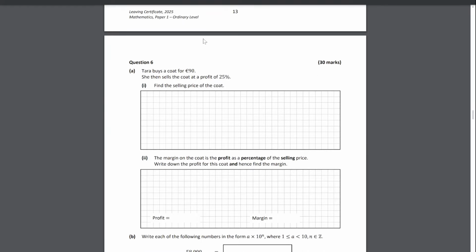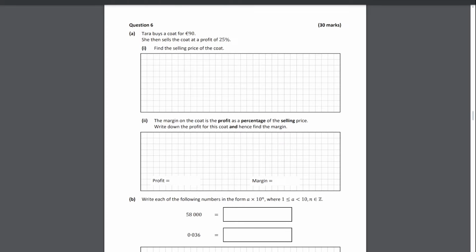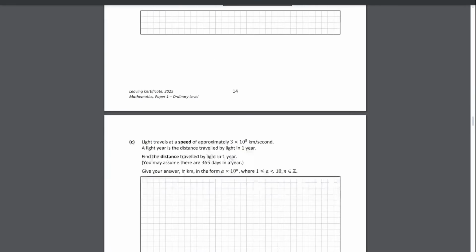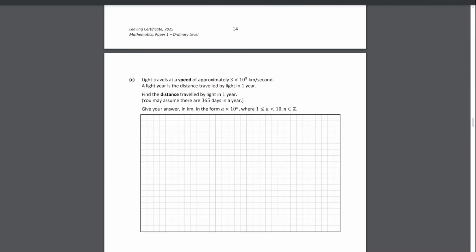Okay, question 6, the last one. Another little bit of finance here. So that's one full finance question and then 2 bits where they're kind of intertwined. So profit and margin, that's all stuff you should have done before, or at least seen. And then writing numbers in scientific notation and then doing it again, but with a tiny little calculation this time.